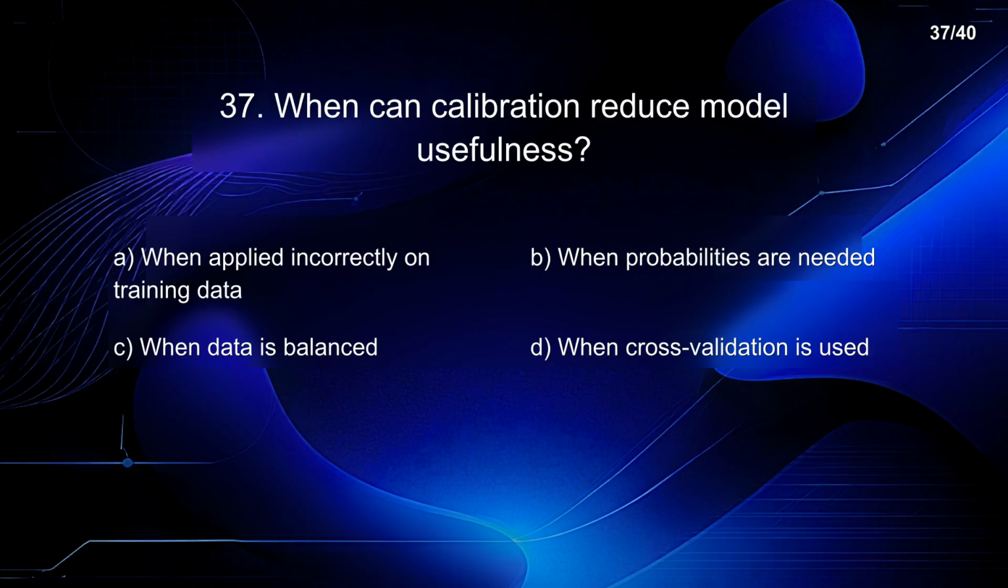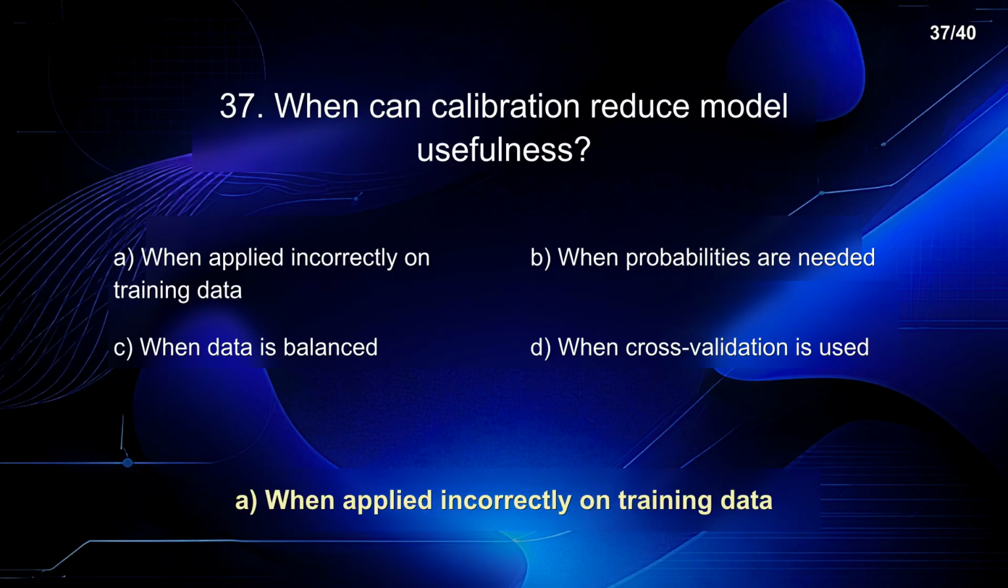37th question. When can calibration reduce model usefulness? A. When applied incorrectly on training data. B. When probabilities are needed. C. When data is balanced. D. When cross-validation is used. Correct answer is A. When applied incorrectly on training data.